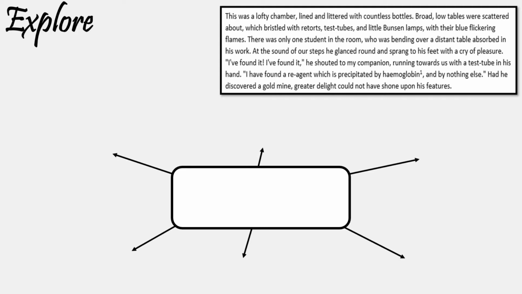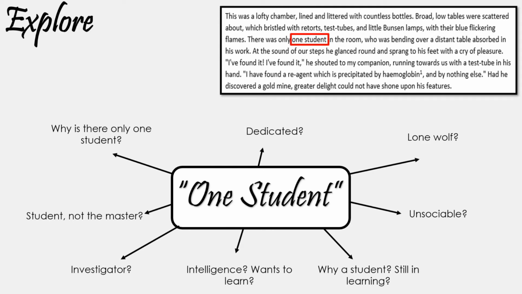For example, take the phrase "one student" from the 3rd sentence. You could look at the word "one" and ask yourself, why is there only one of him? Students are usually in classes with teachers. Well, maybe he's really dedicated and he's staying behind in the lab after hours. Or maybe this word could tell us he's a bit of a lone wolf and likes to do things by himself, which could suggest maybe he's a bit unsociable and isn't very good around other people. Is there any other evidence for this in the extract? I would argue yeah. Then look at the word "student."